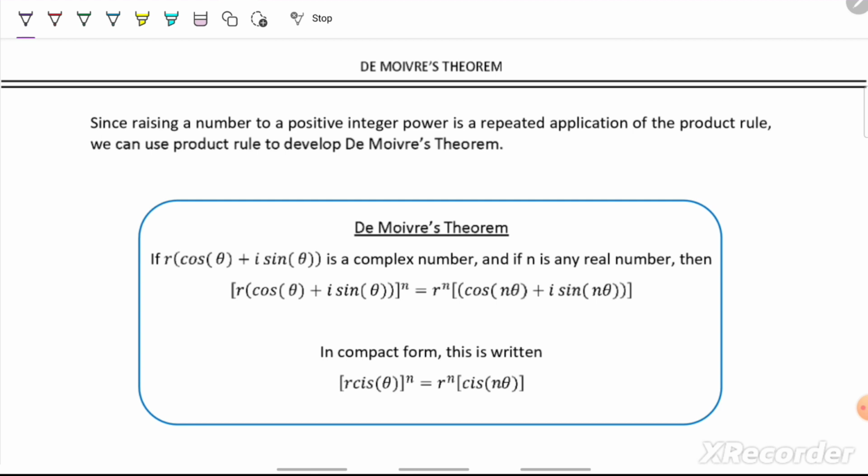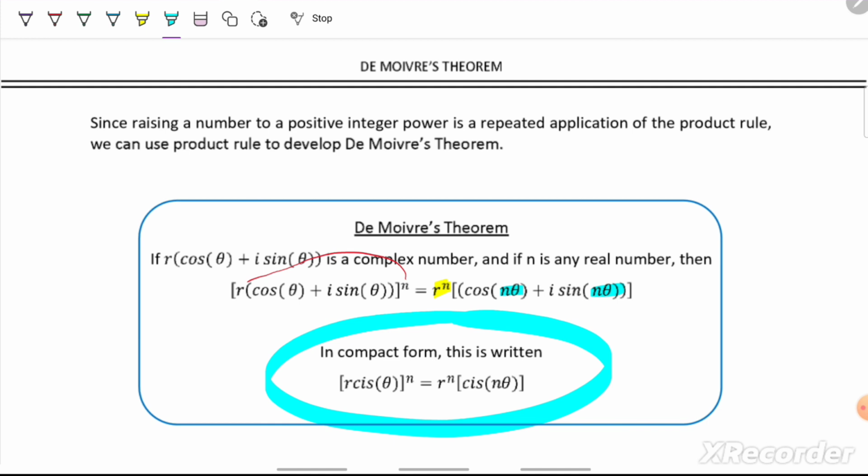So if we have a complex number in polar form, r times cosine theta plus i sine theta, and we raise it to some power, what we do is take our r value and raise it to that power, and then we multiply each of our arguments by that power as well. And then we have our compact form as always with the CIS notation. So raising r to that power, multiplying our argument by the power as well.